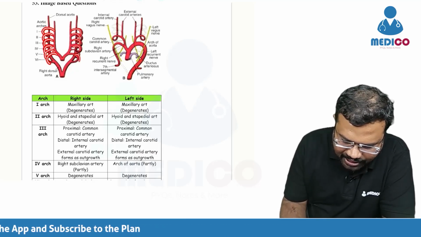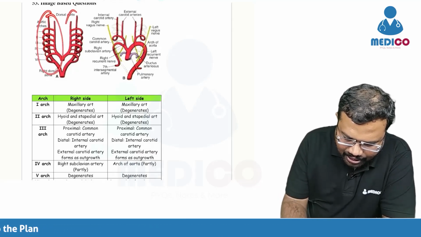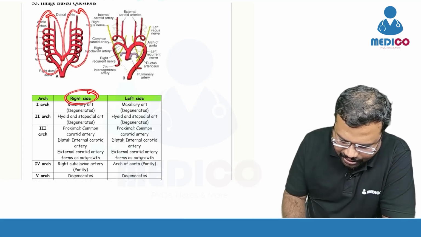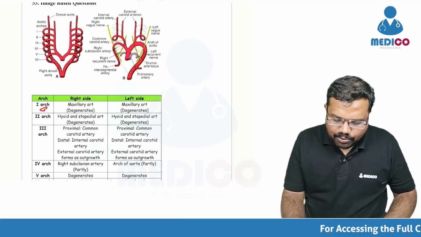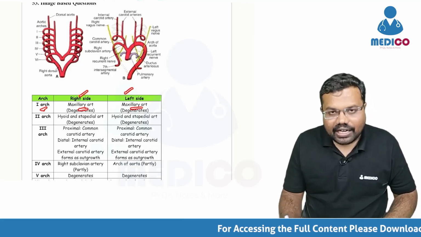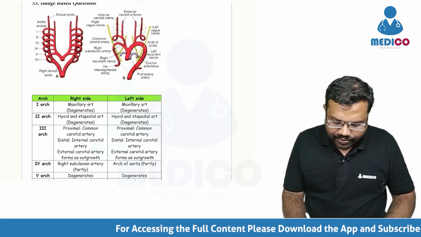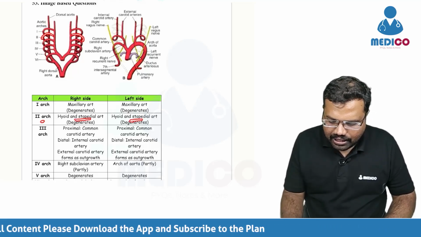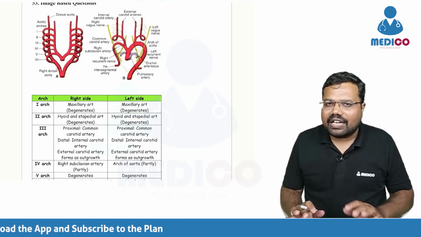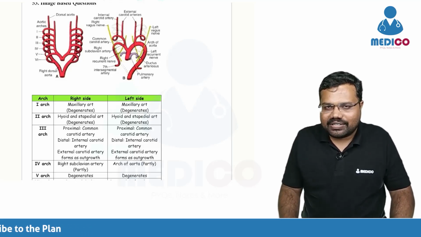The same on the other side. So on the right side, on the left side, what will be the fate in the adults? The first arch on both right side and left side will form the maxillary artery, but they will degenerate. The second arch on both right side and left side will also form the hyoid and stapedial arteries. They also degenerate, and hence questions will not be asked on these two arches.